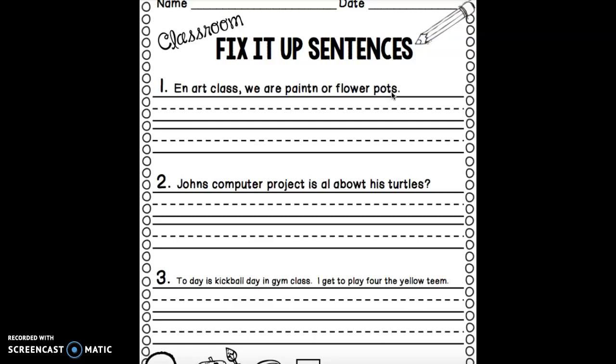Remember, check number 1, I see a capital letter at the beginning of my sentence. Check number 2, I see finger spaces between all the words I write. Check number 3, I see punctuation at the end of my sentence. And then the last check, are there lowercase letters throughout the sentence?